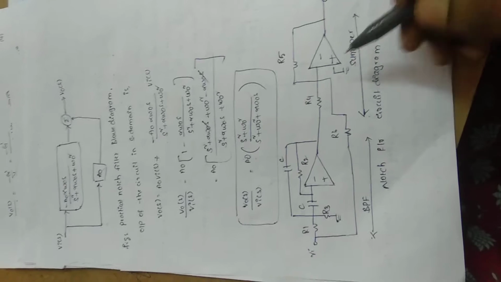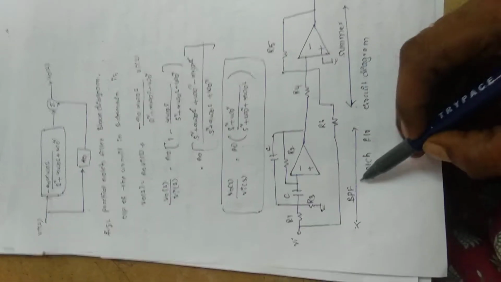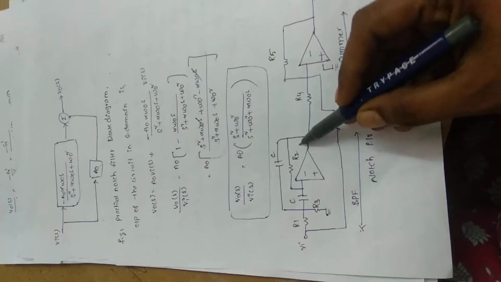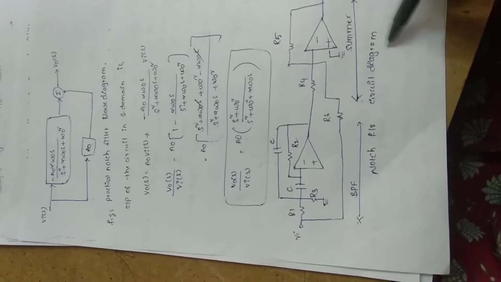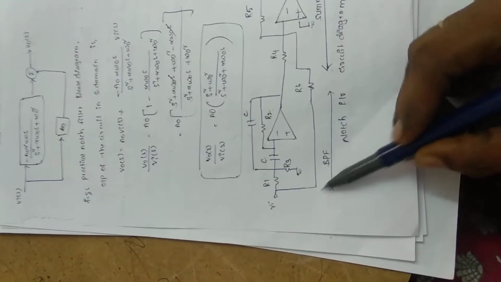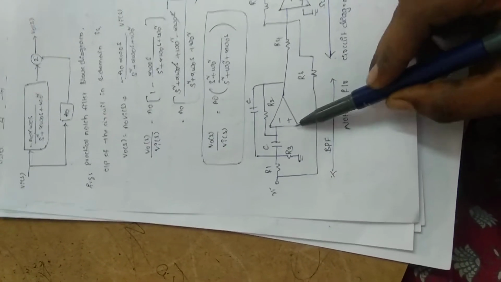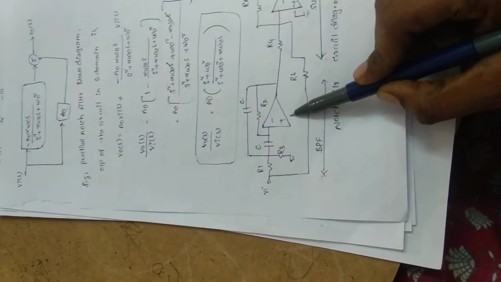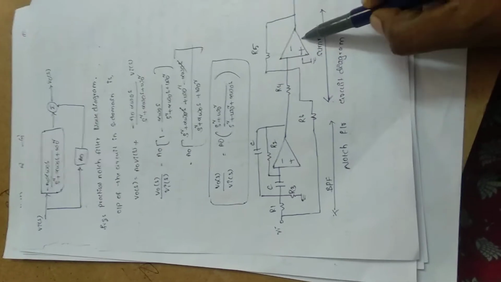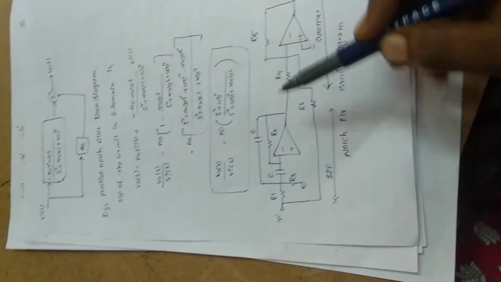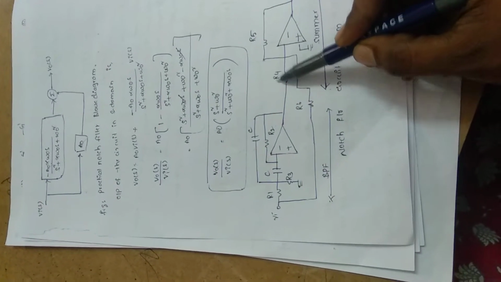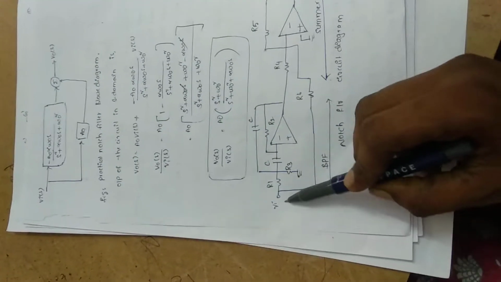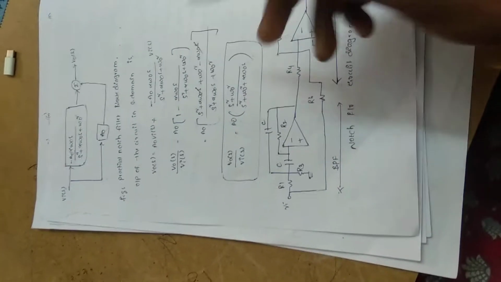Notch filter in op-amp configuration. This is the band pass filter, which we already know about, and this is the summer. We give the input initially to the band pass filter followed by the summer. So the output of the band pass filter, for example V0, minus Vi is the output for the notch filter.